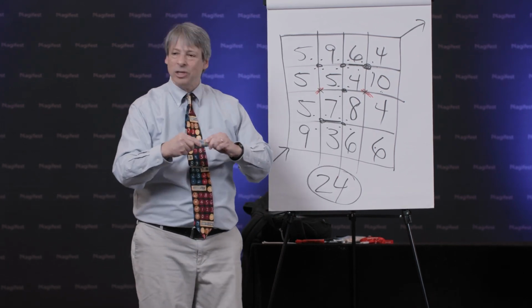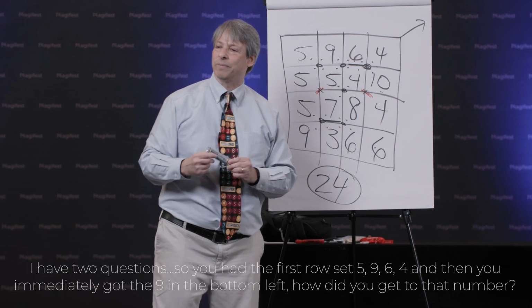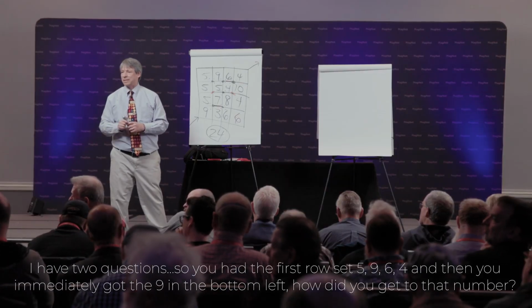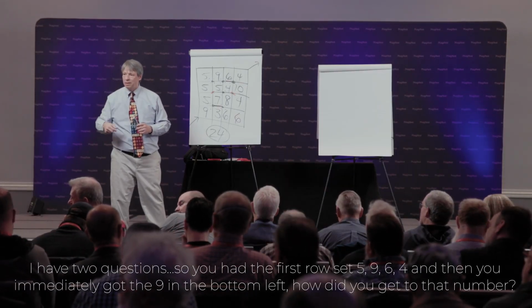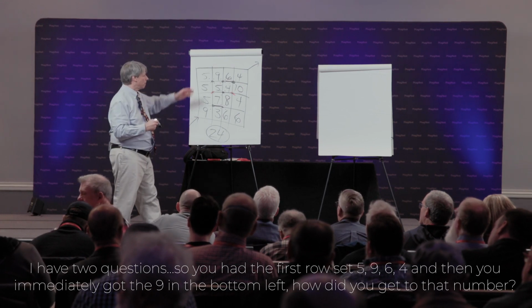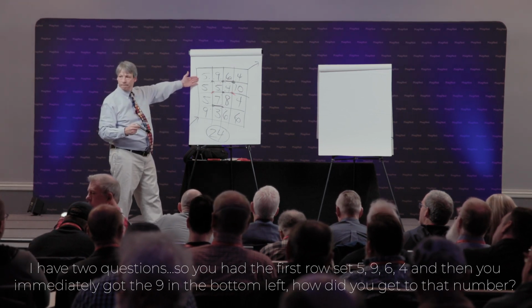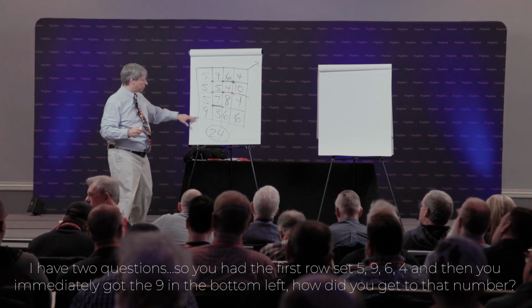I see some questions. You had your hand up. What's your question? Yeah, I have 2 questions. Yes. So you had the first row set 5, 9, 6, 4, and then you immediately got the 9 at the bottom left. But how did you get to that 9?